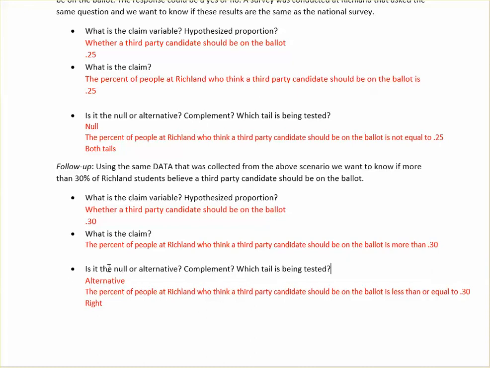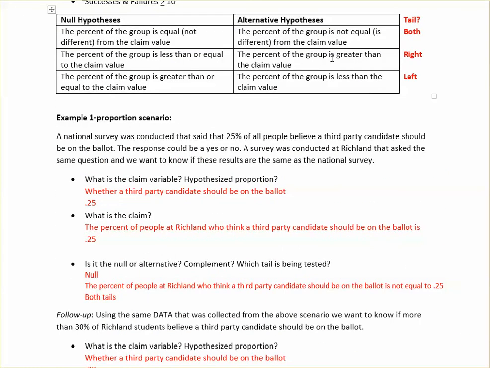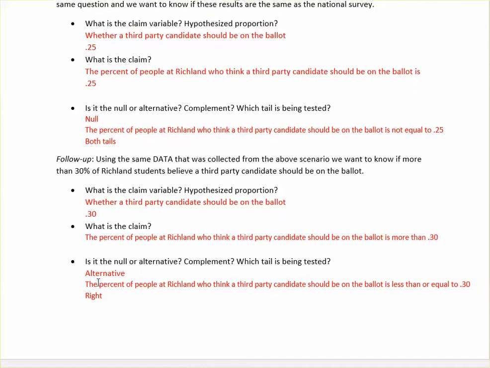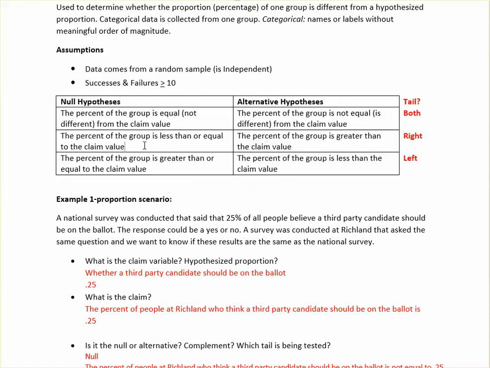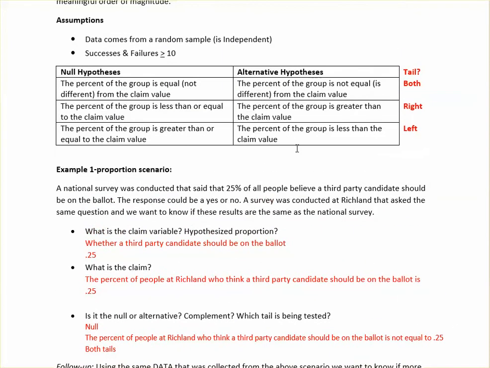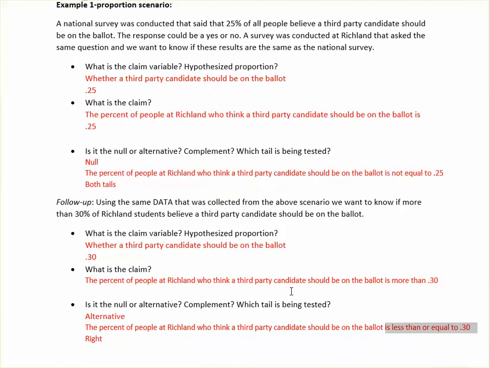Okay, so is it the null or alternative? Well, because there's no equality talked about there, it's going to be this one right here. So this is the hypothesis for this one, so it's alternative. To get to the complement, the percent of the group is less than or equal to. Notice you have to have both parts, not just less than, because a less than is an alternative, and you need to turn it into a null complement.